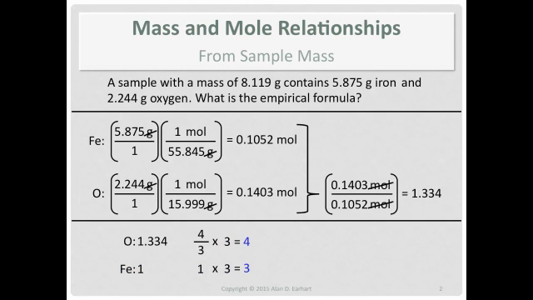So this means the mole ratio of oxygen to iron is 4 to 3, which is the same as 1.334 to 1. That means the empirical formula is Fe3O4.